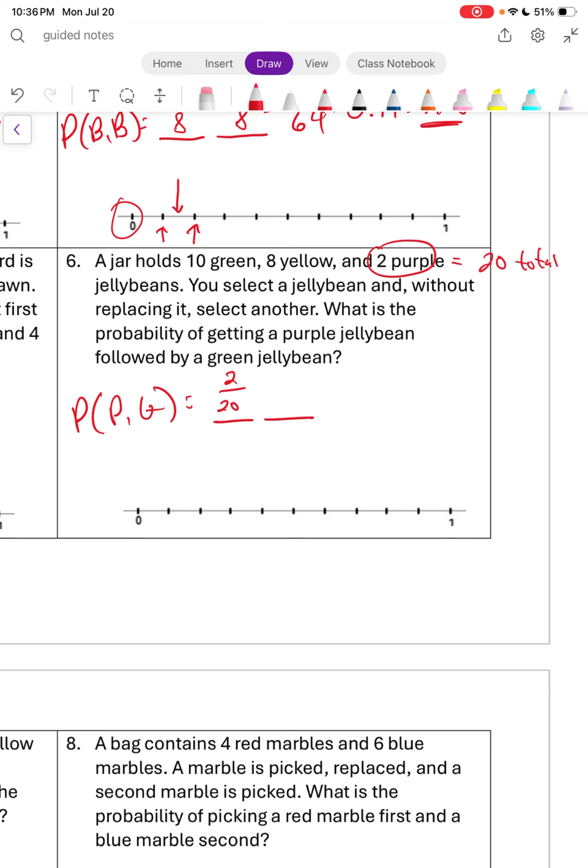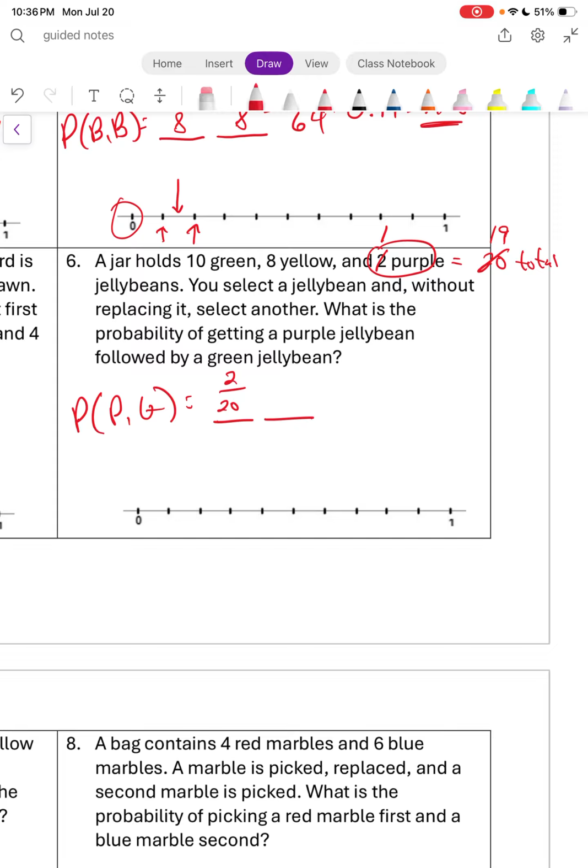Now, this is where the independence matters. Notice that you don't put it back in. Since that purple is now missing, there's no longer 20 jelly beans to pick from, okay? Now you only have 1 purple since you didn't put it back, and you only have 19 jelly beans.